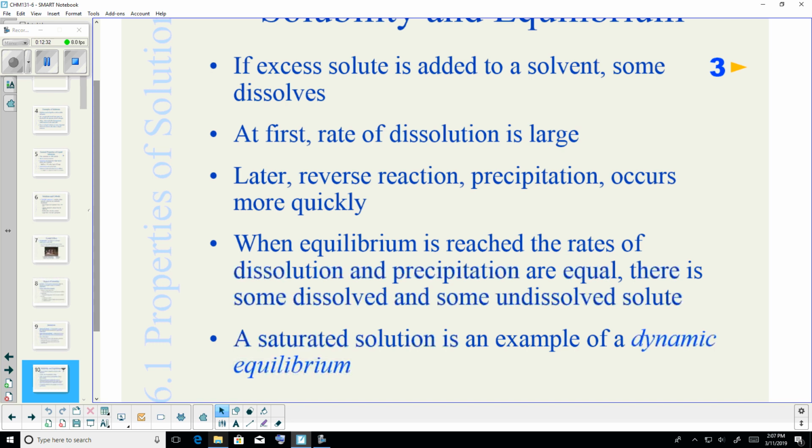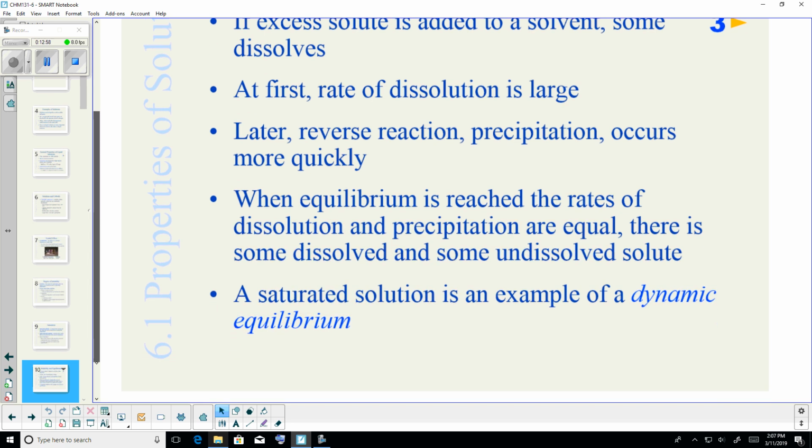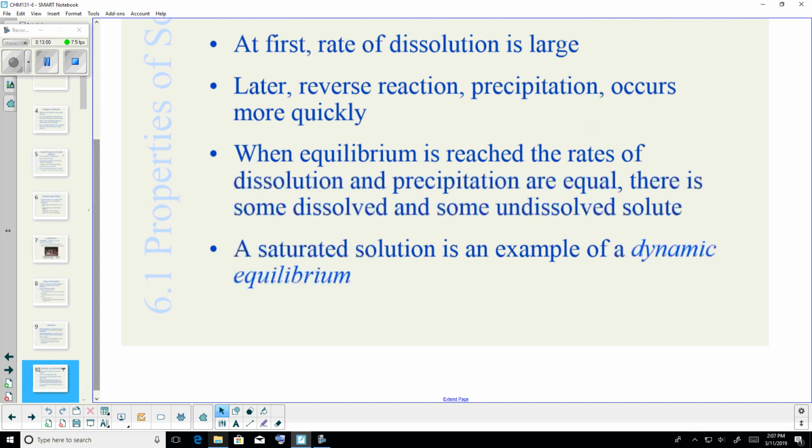So when you dissolve stuff and you get to a saturated point, so you have some sitting on the bottom, it's not done. What happens is some goes into solution and some comes out of solution. So at equilibrium, the rates of dissolution and precipitation are equal. There's some dissolved and some undissolved. So a saturated solution is an example of a dynamic equilibrium.